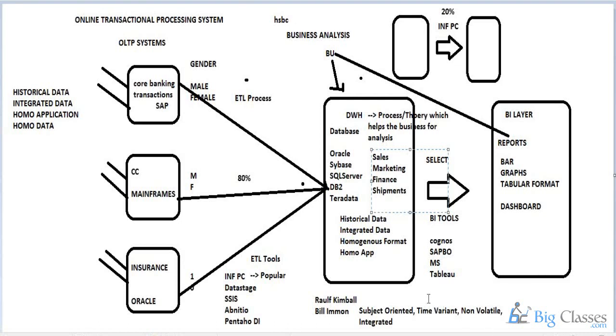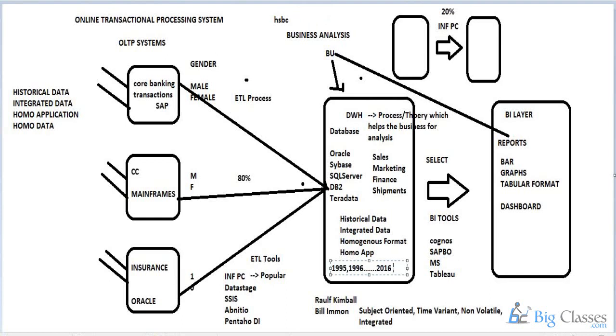And the time variant. Time variant is nothing but, since I told you a data warehouse contains historical data. Historical data in the sense, let's say you started implementing the data warehouse for HSBC from 1995. So you're loading the data and analyzing your business from 1995. So you have 1995 data, 1996 data, up to 2016, you have the data in this data warehouse. So you have the data over a period of time.